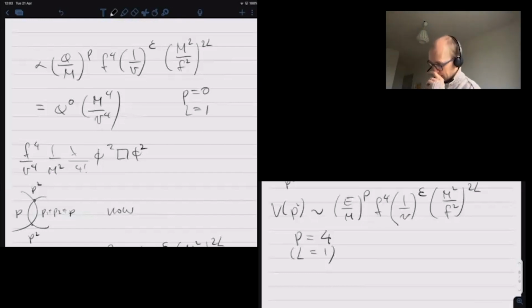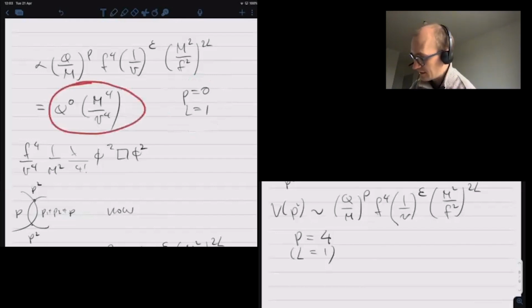Okay, so let's say you want to calculate this process to accuracy. Let's say P is equal to 2. So Q squared over M squared. I'm sorry, why is this? Right? I want to calculate this to order Q over M squared.